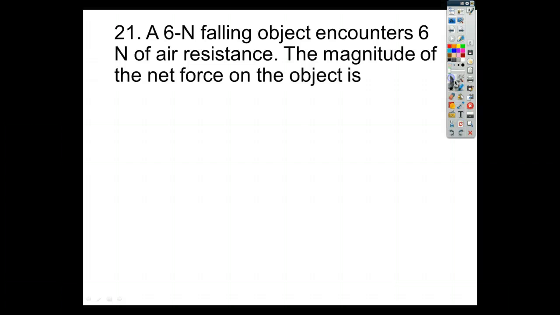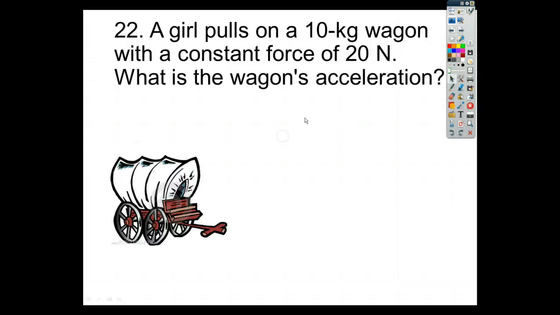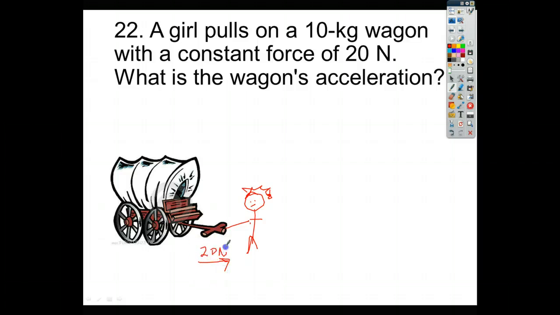For number 22, number 22 says a girl pulls on a 10-kilogram wagon with a constant force of 20 newtons. So here she is, she's got her hair here, and she's pulling on this wagon with a constant force in this direction of 20 newtons. They want to know what is the wagon's acceleration.